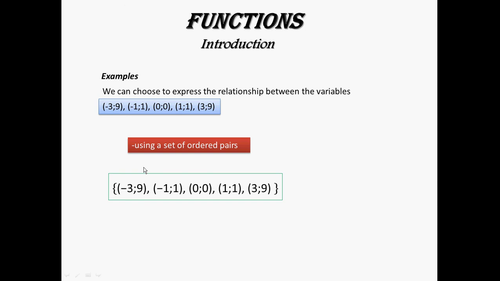Let's look at the same example and use the set of ordered pairs. Here the idea is the same. We want to represent the domain and the range in a different format, that is using ordered pairs. -3 is our input and 9 is our output. The same with -1 and 1. -1 is the input and 1 is the output. Notice also that we have curly braces here to represent that this is a set.